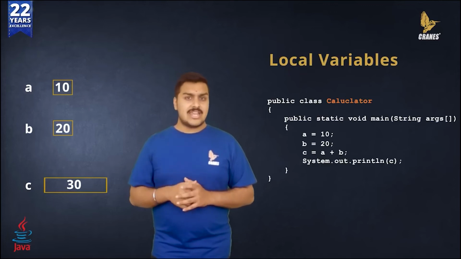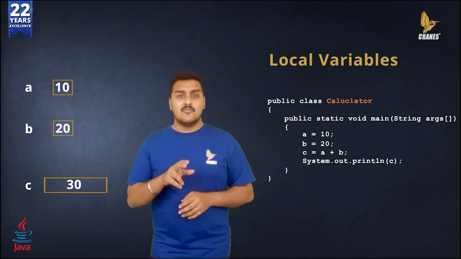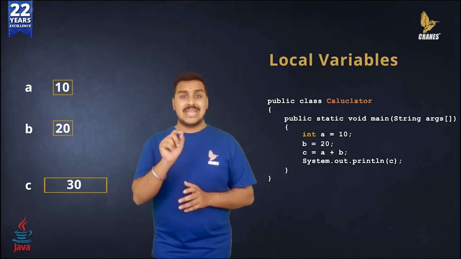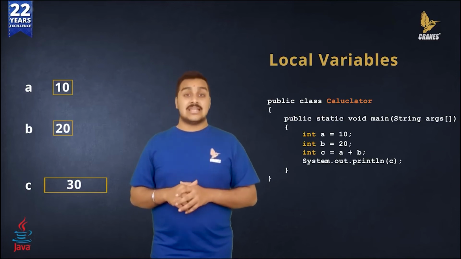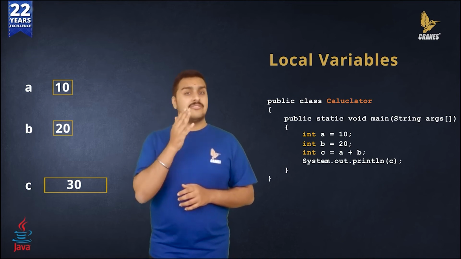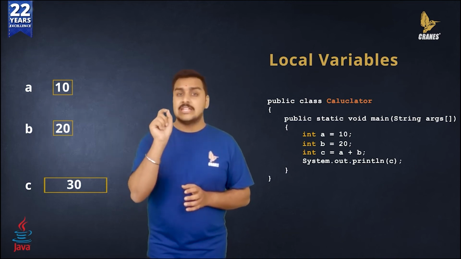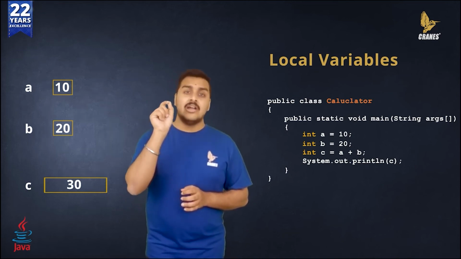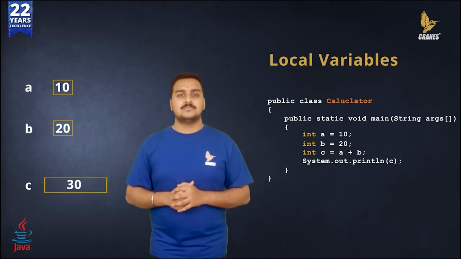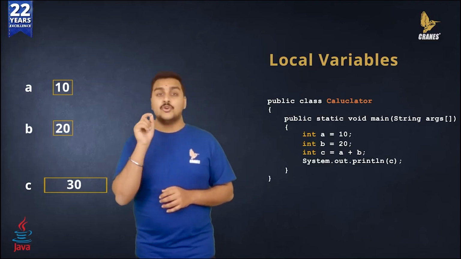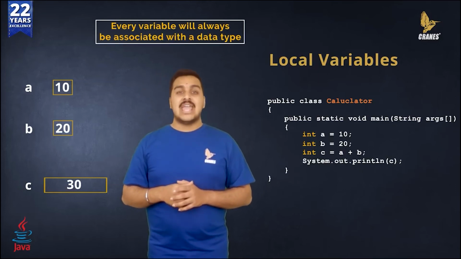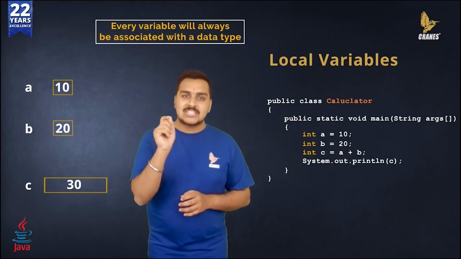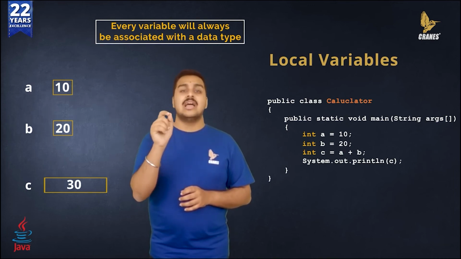You see three variables here, A, B and C, which are associated with the term int. What is that int? It is telling us that whatever variable you have created is going to contain data of the type integer. In fact, I want you to remember this note: any variable will always be associated with a data type.